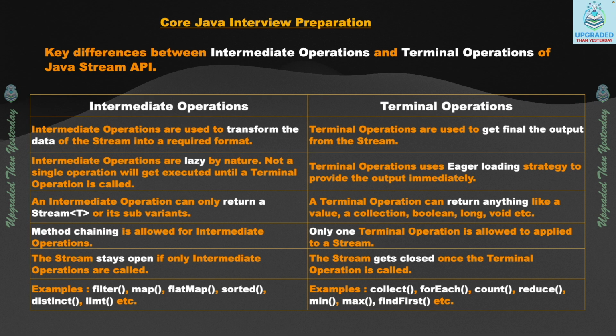Sixth difference. Examples of intermediate operations are filter, map, flatMap, sorted, distinct, limit, etc. Examples of terminal operations are collect, forEach, count, reduce, min, max, findFirst, etc.